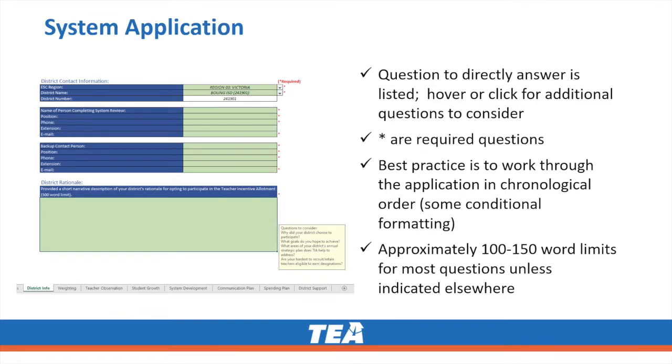Due to conditional formatting, we encourage districts to work through the 9 tabs in order, beginning at the Directions, District Information, Weighting, and then so forth. There is generally a limit of 100 to 150 words for each question, unless indicated otherwise.